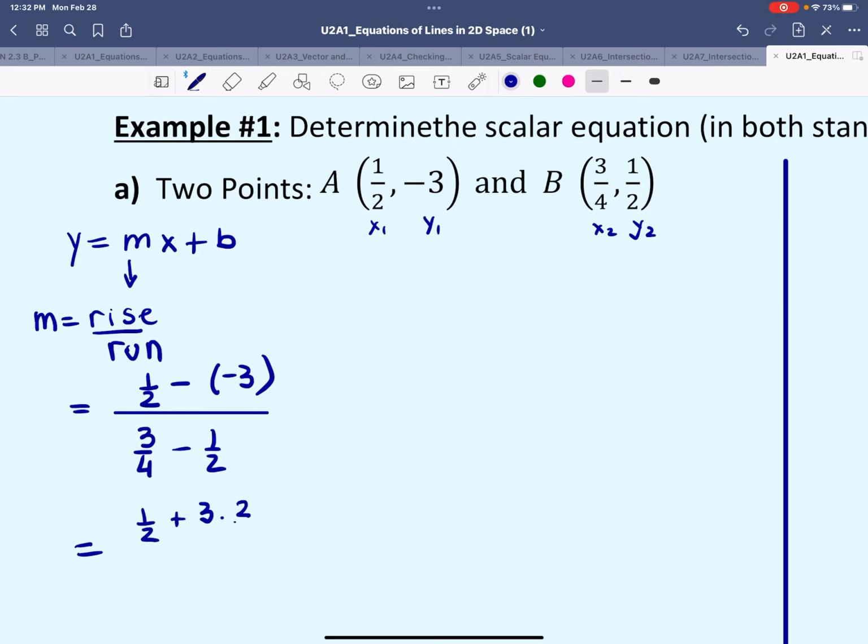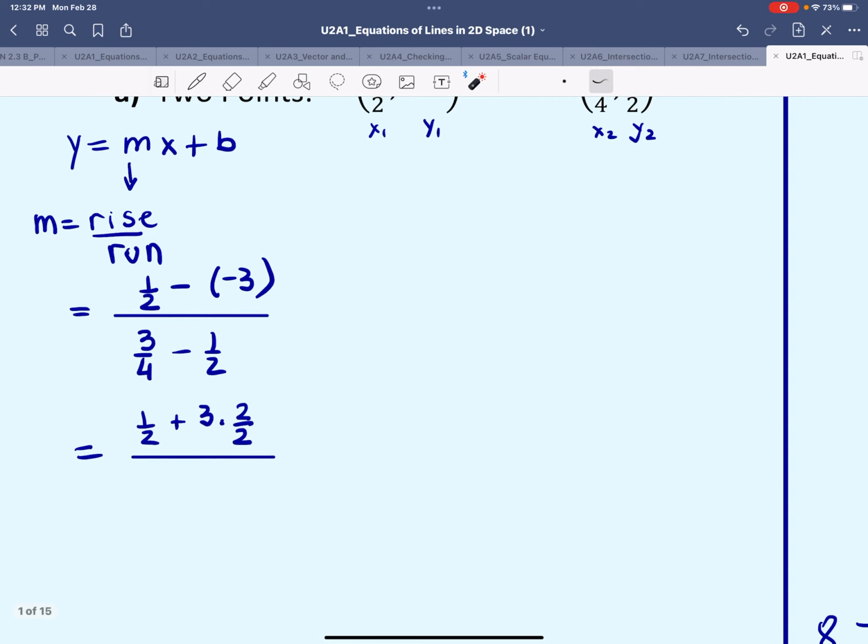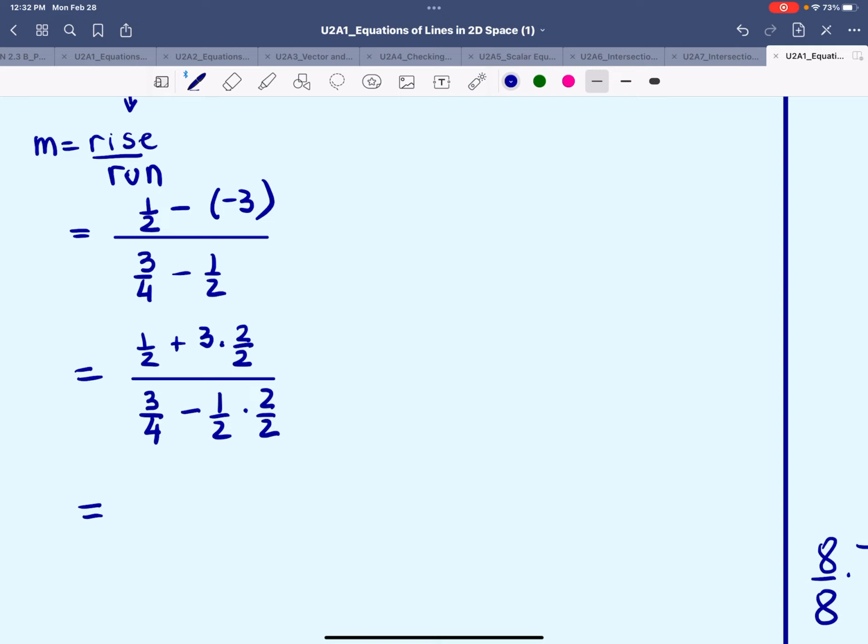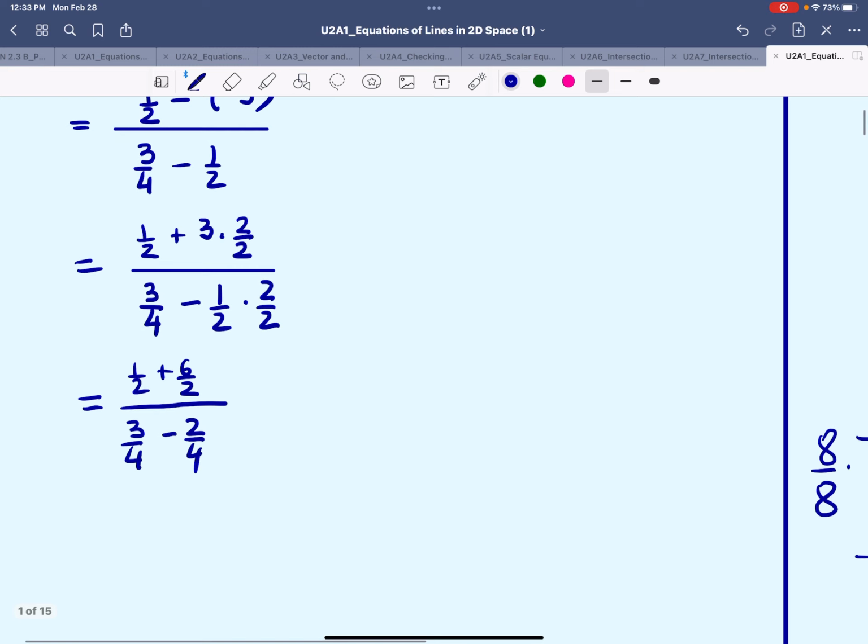And for 3, I'm going to multiply by 2 over 2 because I have to add 3 to 1/2, which means I'm going to need the same denominators, right? And the same thing will apply to 1 over 2. I'm going to write it with a denominator of 4 in here. So this would be equal to 1/2 plus 6 over 2. And obviously, we don't have to show so many steps, but I'm just trying to explain this, so skip ahead if you wish. And that would be 7 over 2 divided by 3 minus 2, 1 over 4.